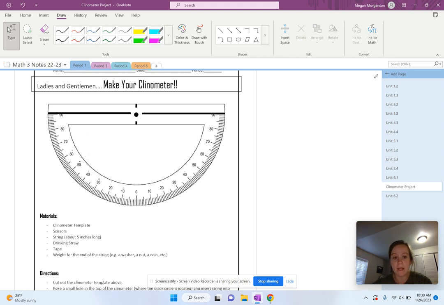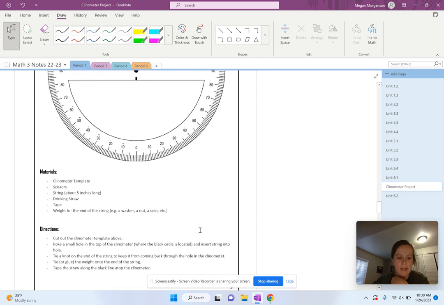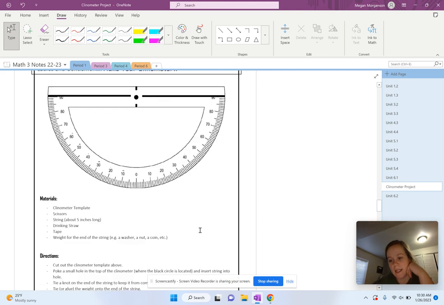You are going to start by making the clinometer. Let me show you what it looks like. Yours is going to look better than this, but this is my homemade one. You're going to have your protractor looking thing that you've cut out. The directions are right here. You cut out the protractor. You're going to poke a small hole right where that dot is, right on this dot, with scissors. Try and make it as small of a hole as possible.